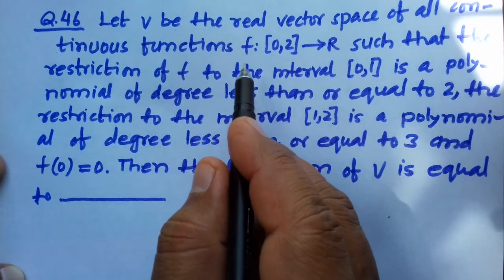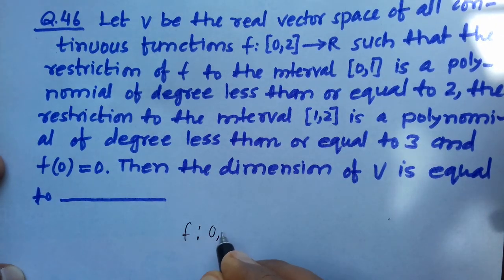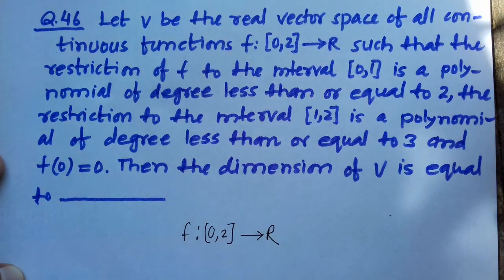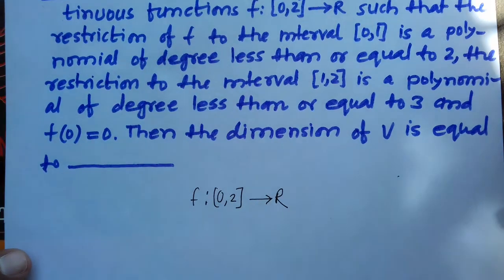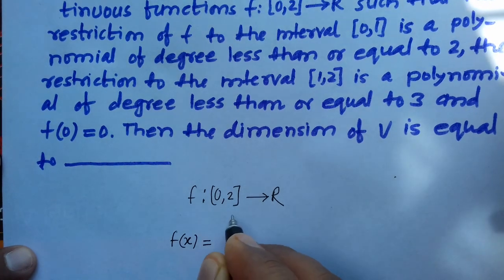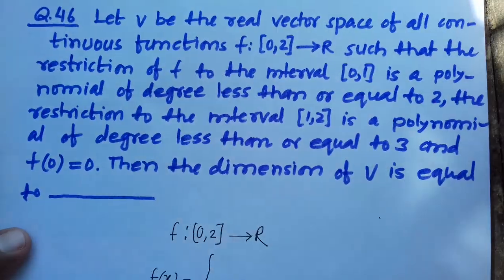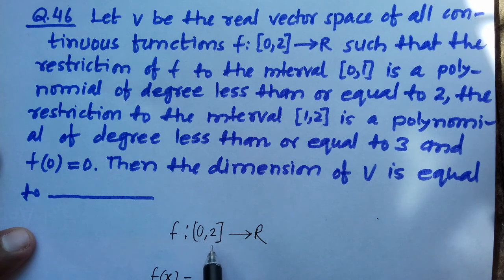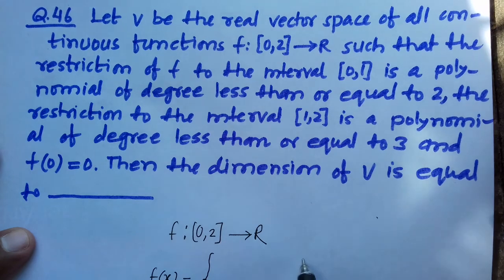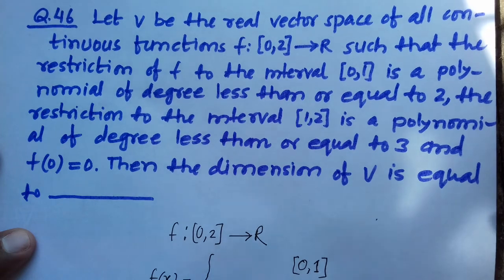Here you see f of 2r, a function, and obviously this is a function of f, so we write f(x) equals to, and here this interval 0 to 2 is split into sub intervals 0 to 1, and 1 to 2.